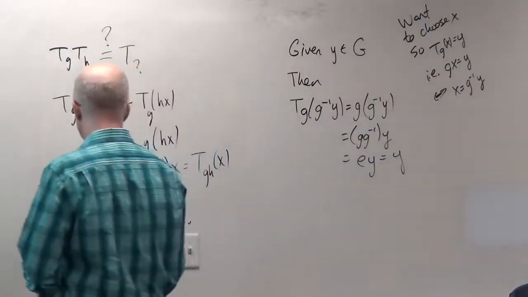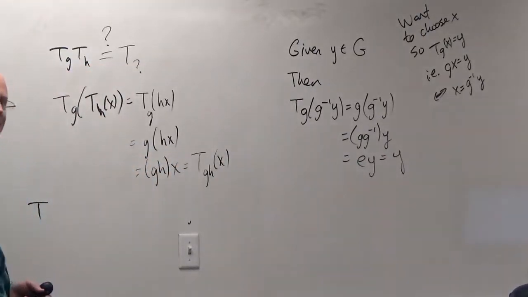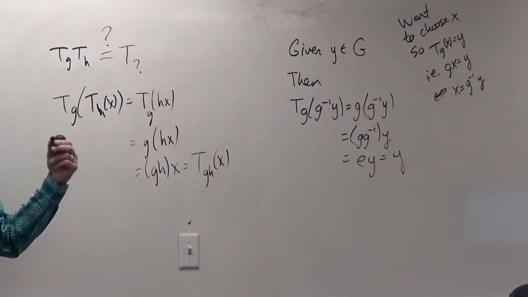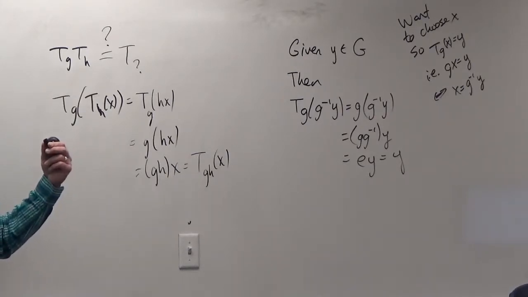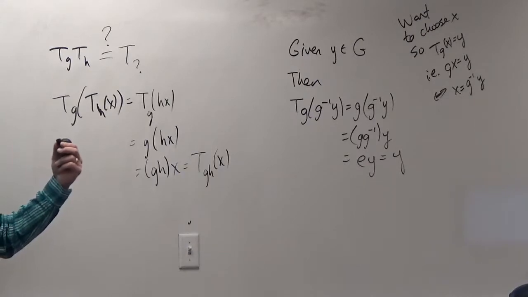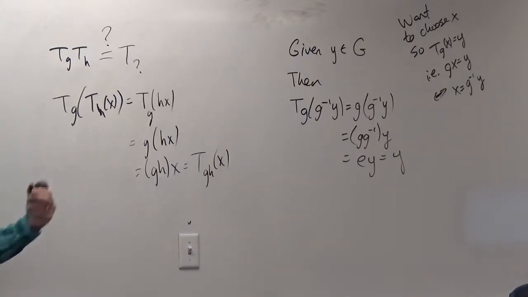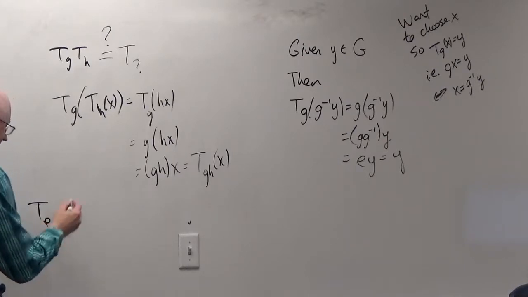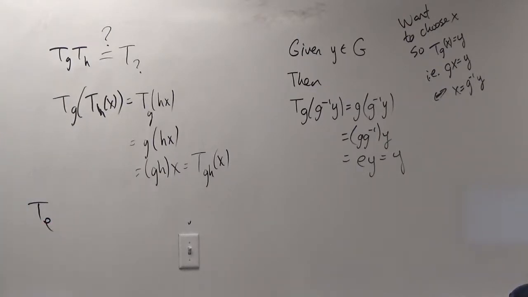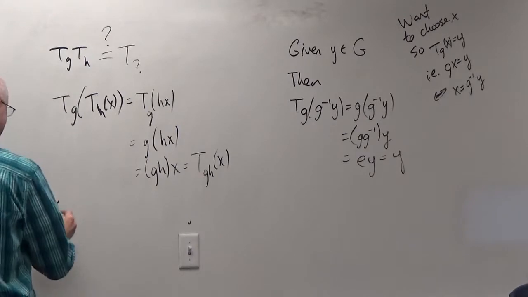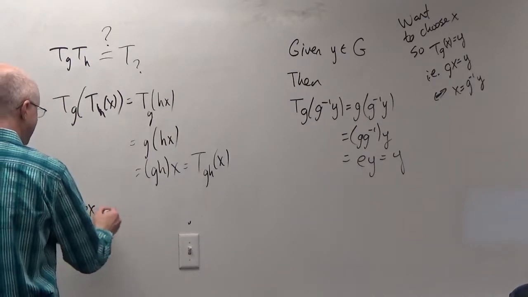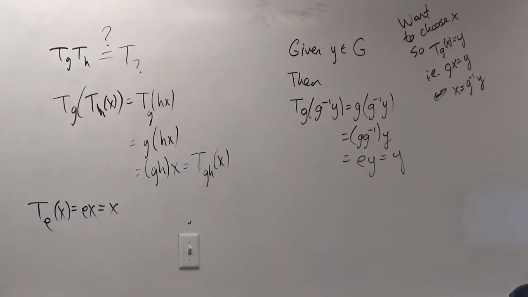What's the identity? What do you think the identity is? T sub, take a guess. What's the only thing you can guess? That would make sense to guess. Yeah, T sub E, where the E is the identity of G. The identity function maps everything to itself.